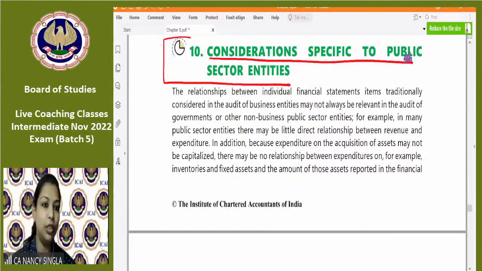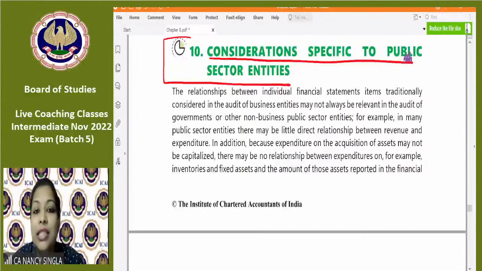ठीक है? अब देखो, consideration specific to public sector entities. So now the topic is that with respect to public sector entities, can the auditor apply analytical procedure? So the answer is yes, auditor can very well apply. But the way of applying may be different vis-a-vis the way when the auditor applies analytical procedures to a profit-making organization. The term used is what? Traditional organization. That is those which are engaged in the business of profit generating vis-a-vis the public sector entities.